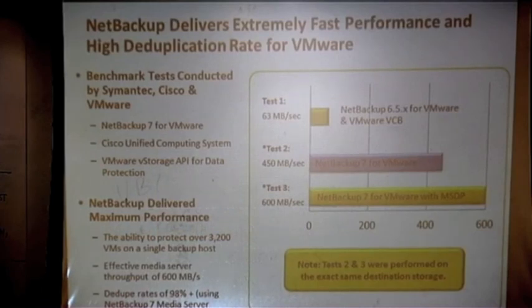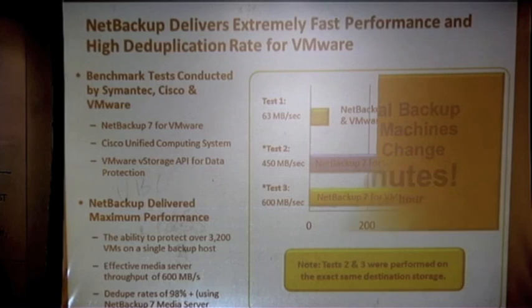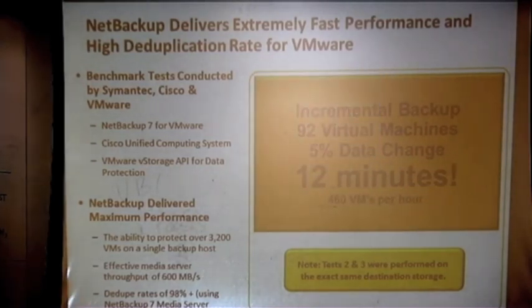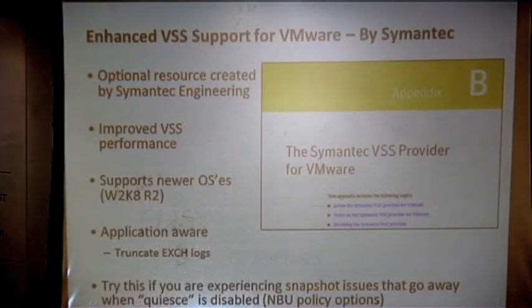This is the Cisco benchmark. We were able to back up at the rate of the fiber in this case. It was about 600 megabytes per second, 92 virtual machines in a little over an hour, a rate of about 4 terabytes an hour. And we were able to do incremental backups of virtual machines using change block tracking in 12 minutes for our 92 virtual machines, with 5% data change, equivalent to about 460 VMs an hour. So that is a couple other things.